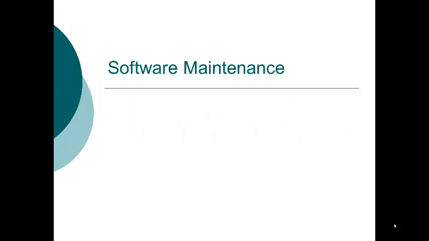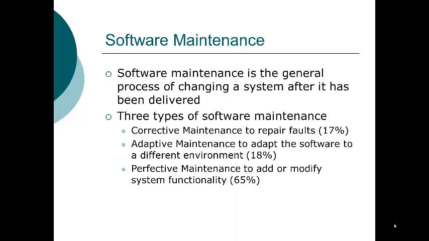Now that we know some of the dynamics related to change in software evolution, let's take a look at software maintenance in a little more detail. Software maintenance is the general process of changing a system after it's been delivered. There are three types of software maintenance. One is corrective maintenance, that's to repair a fault, and it accounts for about 17% of all software maintenance.